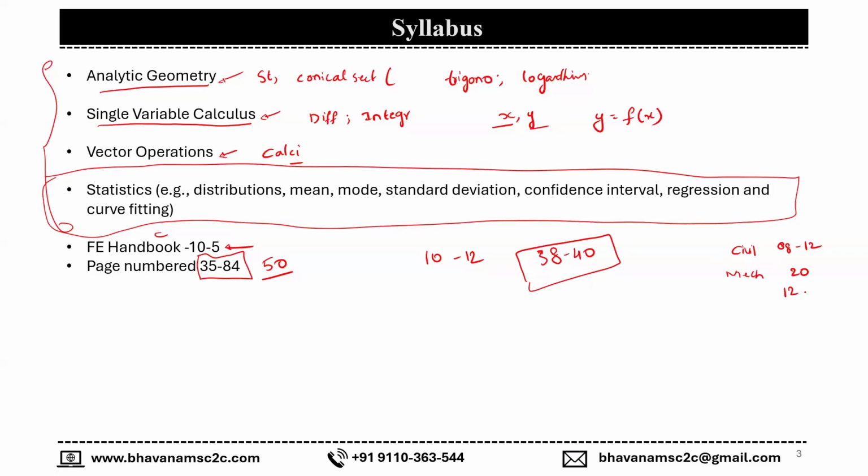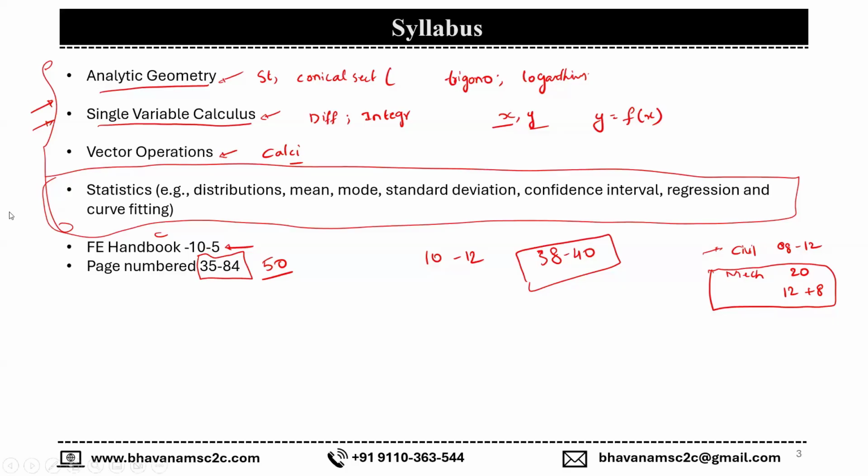So 12 questions from math and 8 questions from stat. This is for mechanical. And similarly for other branches, they got a good number of math and statistics questions when compared to that of civil. So if there are some extra pages within the handbook which are not related to us, you can ignore them. Just limit yourself to the content that is provided to you within the syllabus.